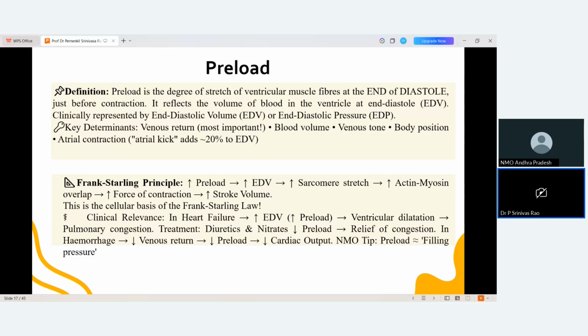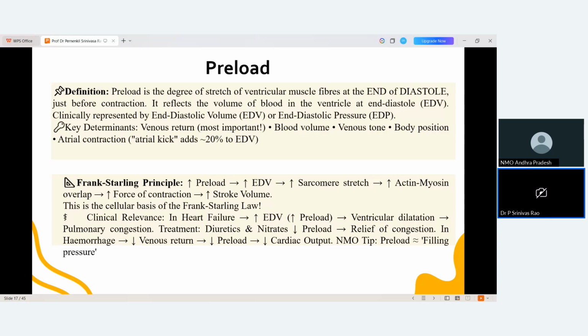So what did you understand till now? The end-diastolic volume up to a particular level is dependent upon the preload. Preload is dependent upon the venous return. So if it is within physiological limits, the sarcomere stretch will cause an actin-myosin overlap, which will cause an increase in the force of contraction, which will increase the stroke volume. I'll be showing this as graphs now.